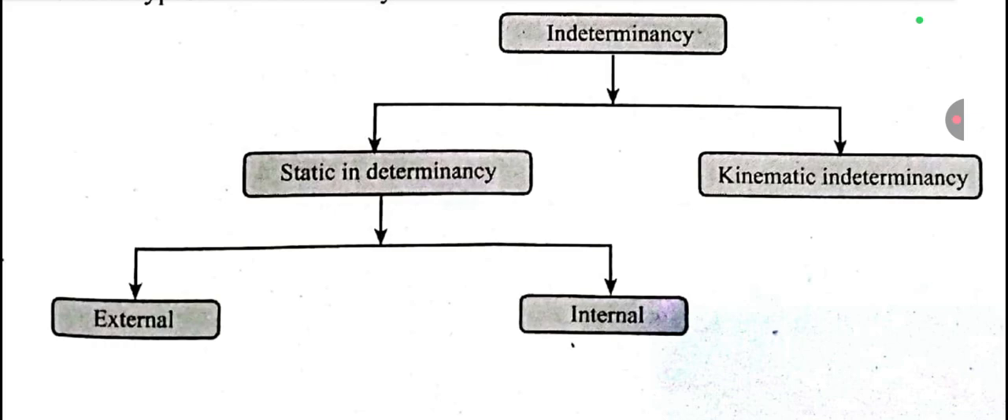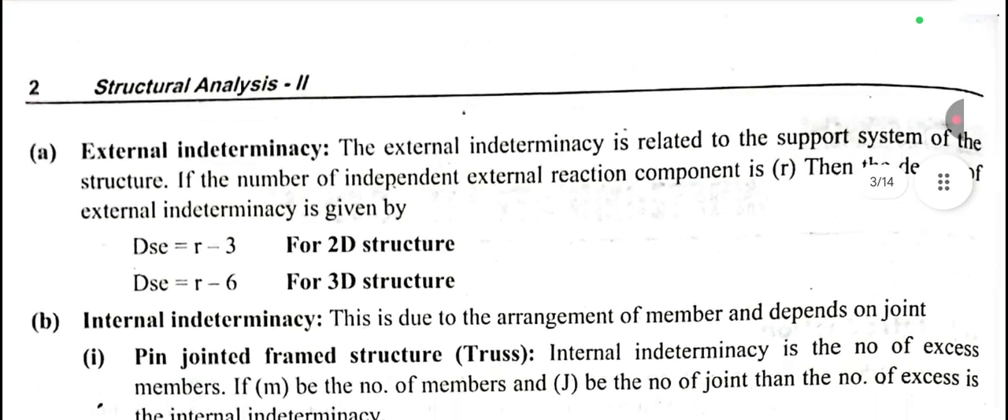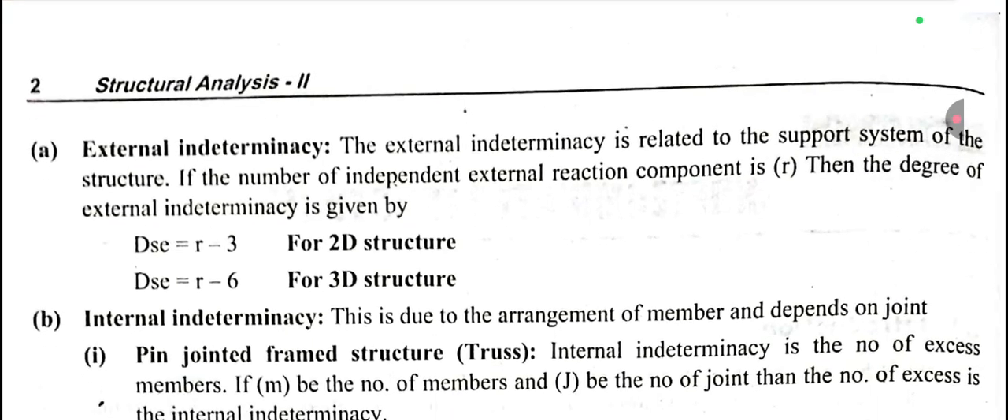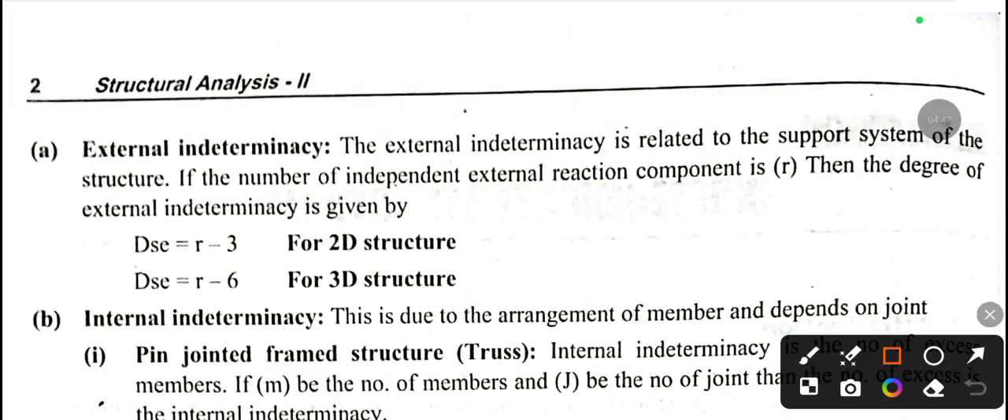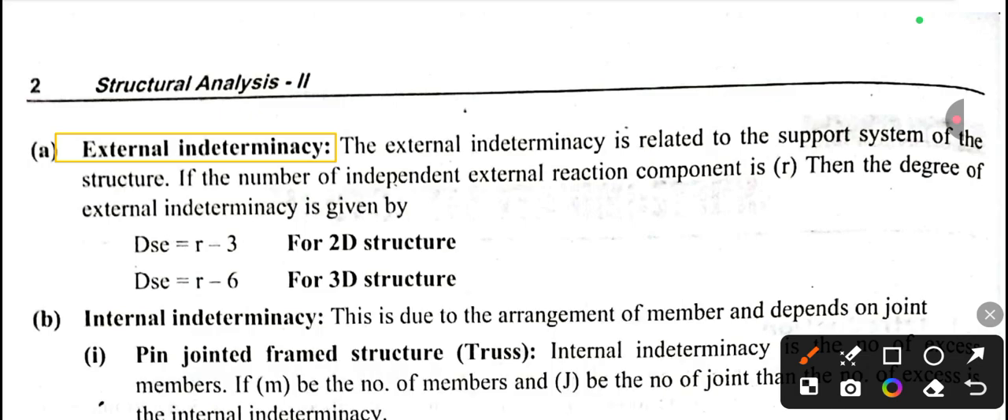So let's move next. Now we are talking about external indeterminacy. We have already seen indeterminacy and its two different types, and now we will discuss external indeterminacy. You can see here, our topic is external indeterminacy. The indeterminacy is related to the support system of the structure. This external indeterminacy is especially related to the support of the system.